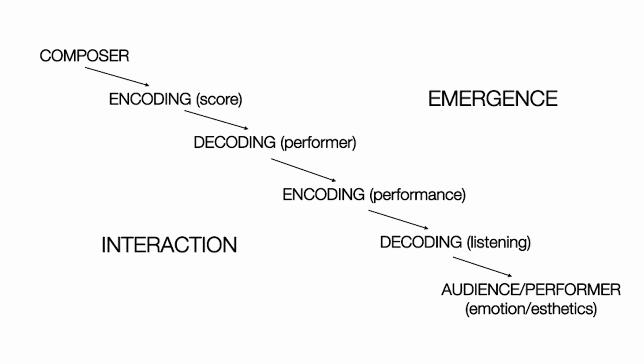There is an extra step here. You have to play your instruments. You have an encoding of how your fingers have to move on the instruments in order to produce that particular sound. And from the performance it goes to the decoding of the listener, or the performer themselves, or the composer themselves. Then this is decoded again through what we feel or what we understand of the music, so our aesthetic or emotional response to the music itself.